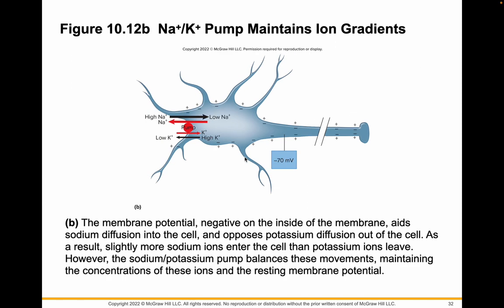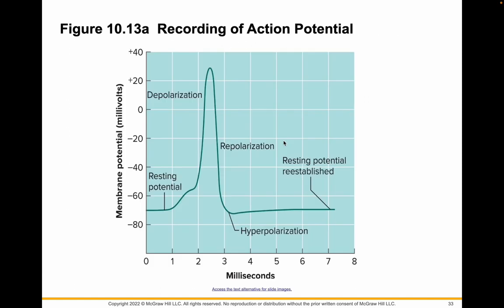The membrane potential, negative on the inside of the membrane, aids the sodium diffusion into the cell and opposes potassium diffusion out of the cell. As a result, slightly more sodiums enter the cell than potassiums leave. However, the sodium-potassium pump balances these movements, maintaining that negative inside and that positive on the outside. It's still at rest. If we measured this, it would be negative 70 millivolts. So here we are at rest, negative 70, here we are at rest.